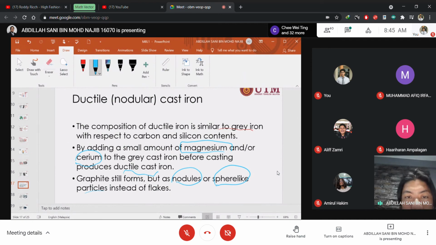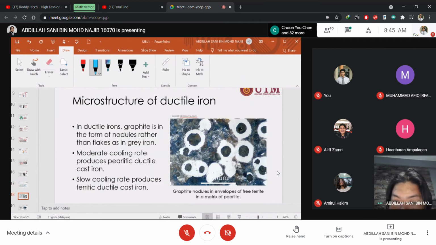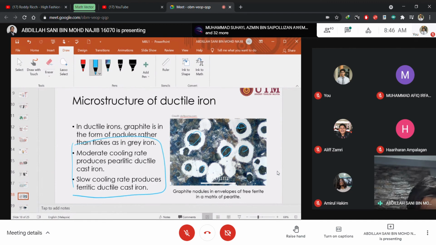So this is how it looks like. All this shape. In ductile iron, graphite is in the form of nodules rather than flakes as in grey iron or grey cast iron. Alright. Moderate cooling rate produces pearlitic ductile cast iron. Slow cooling rate produces ferritic ductile cast iron. So these two are the same as what we mentioned for grey cast iron.